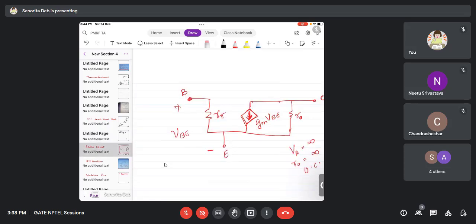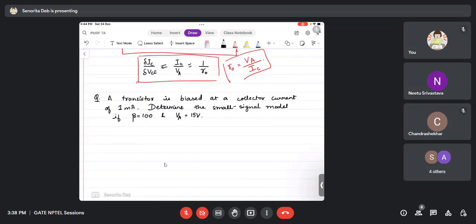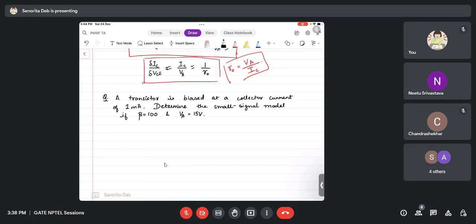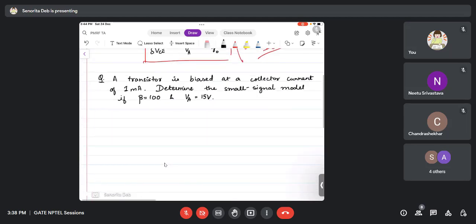Okay. So now after the early effect thing, we will just go into some questions. Please try to solve this on your own. This is a very simple question, so please solve it and tell me the answer.